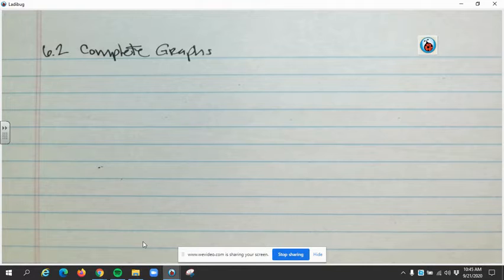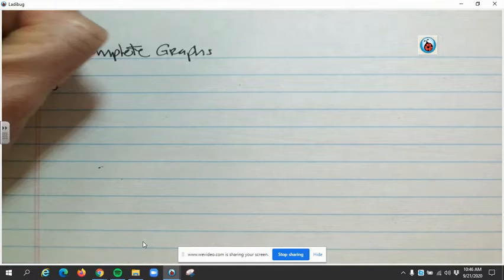Okay, welcome. This is a section on 6.2, complete graphs. As we talked about in the last section, we talked about what a Hamilton circuit and a Hamilton path is. Today we're going to look at what a complete graph is. So let's first figure out what that means. So we'll write for me a complete graph.